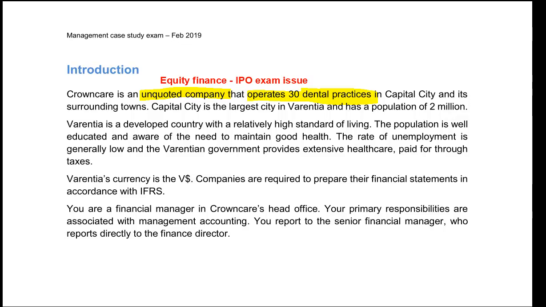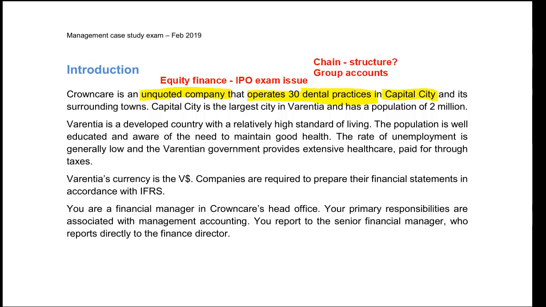So, from that clause we have what is the structure, because they are a chain, and also because there's so many practices, they're probably subsidiaries at this point, if I think about it, and this will mean that there may be some group accounting implications. Furthermore, we're told that these dental practices are in Capital City. Now, we can't presume too much about Capital City.